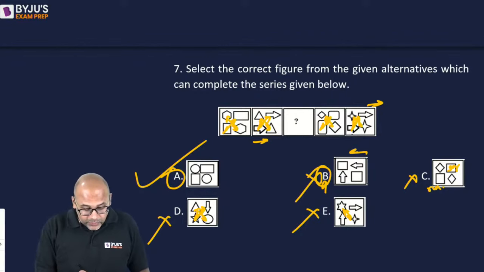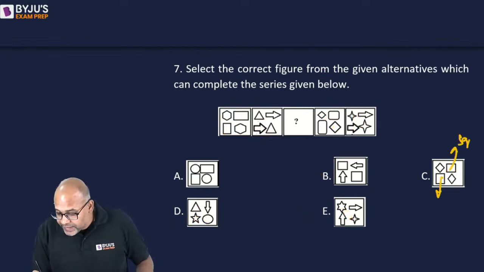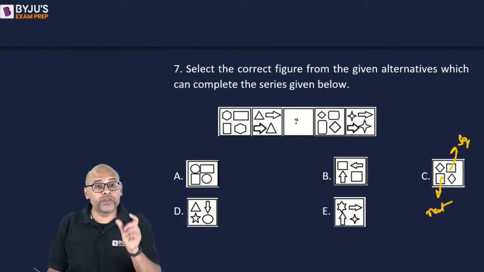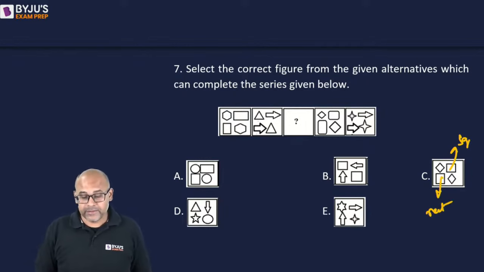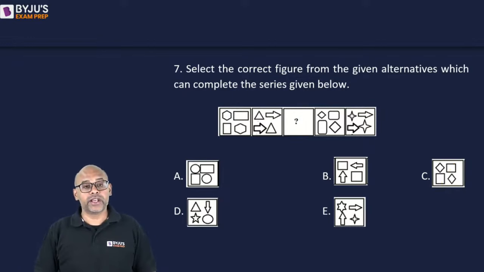Why not C? That's what I explained to you. I hope that's clear, Ritesh. Because this is a square, this is a rectangle. You have to observe carefully. It's a square and a rectangle. Clear? Let's move on to the next question.